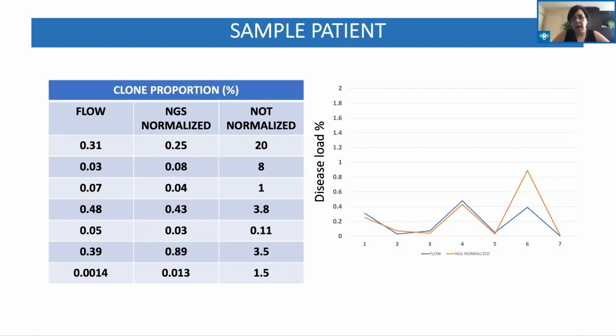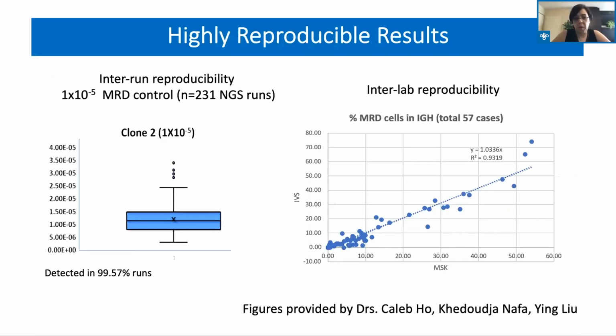So while you may not have a very good correlation between flow cytometry and your NGS number, it is very highly reproducible, not only in the lab but also between laboratories. For example, this is our inter-run reproducibility using our MRD control, which is at 1 × 10⁻⁵, which was run 231 times in different runs and different instruments. They are very tight, and they usually hit that mark.